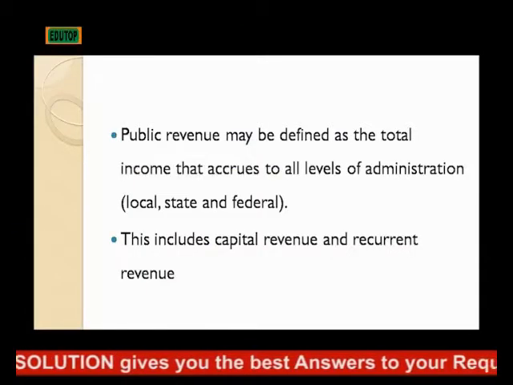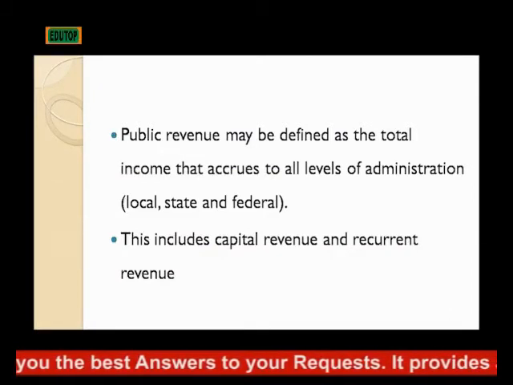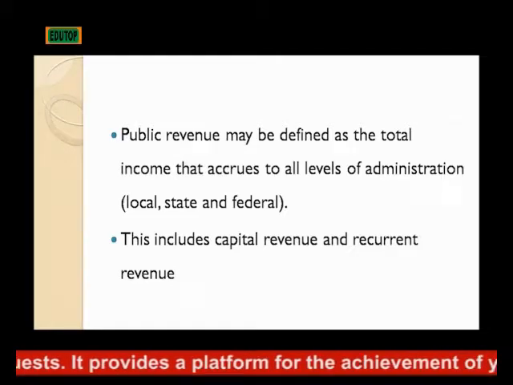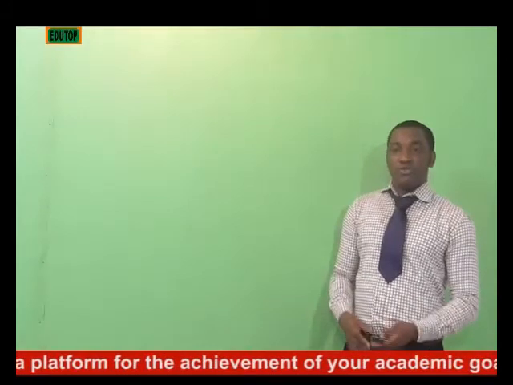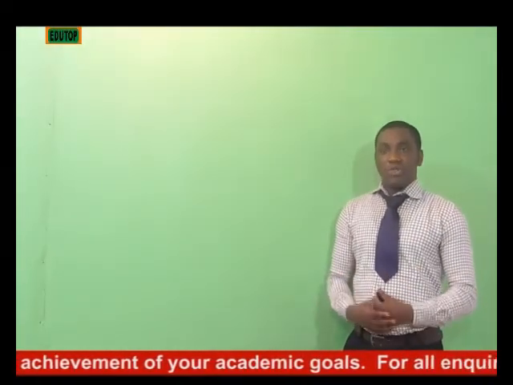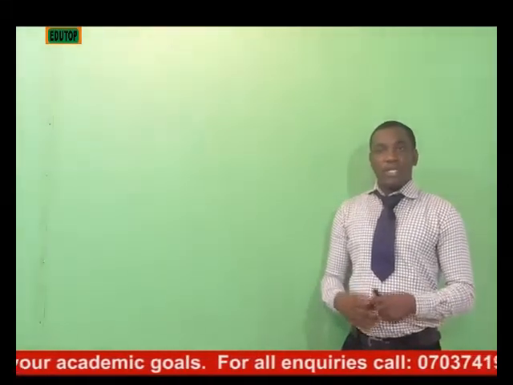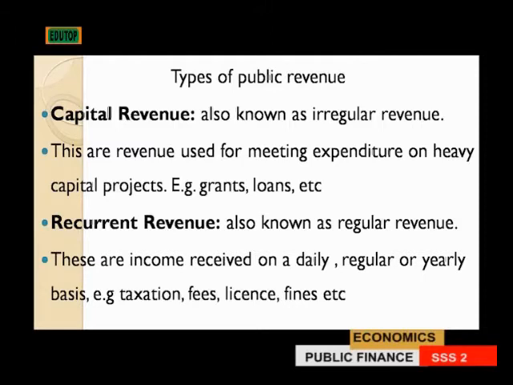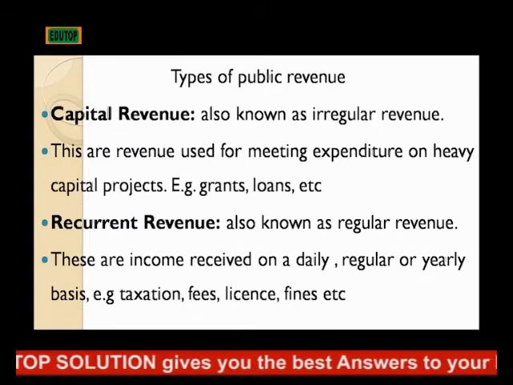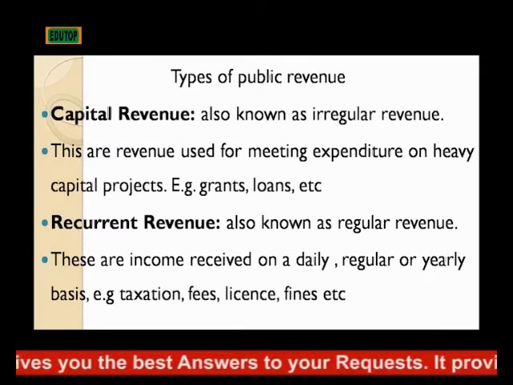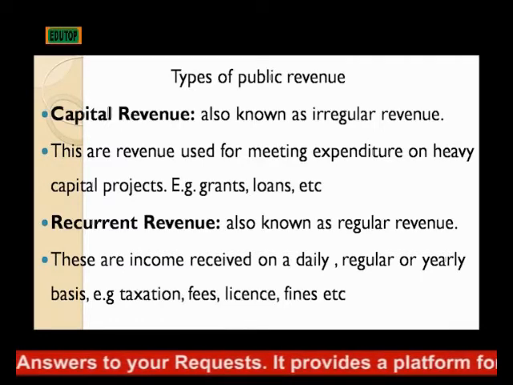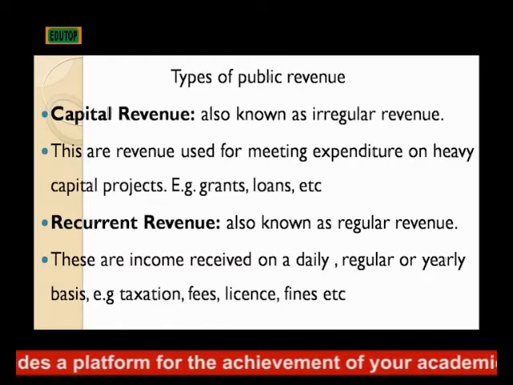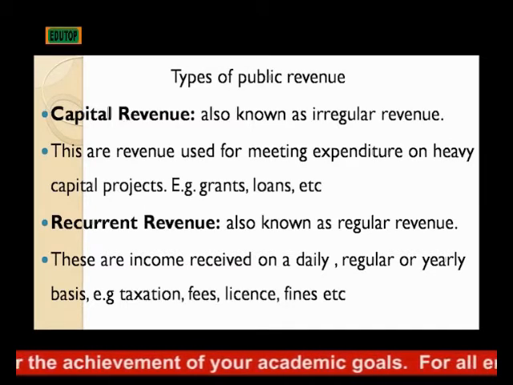Public revenue may be defined as the total income that accrues to all levels of administration, both local, state, and federal. This includes capital revenue and recurrent revenue. That is, public revenue can be divided into capital revenue and recurrent revenue. Then, when we talk of capital revenue, what are we talking about? Capital revenue is also known as irregular revenue. These are revenues used for meeting expenditures on heavy capital projects, such as grants, loans, and so on. Then recurrent revenue, also known as regular revenue, is income received on a daily, regular, or yearly basis, such as taxation, fees, licenses, fines, and so on.